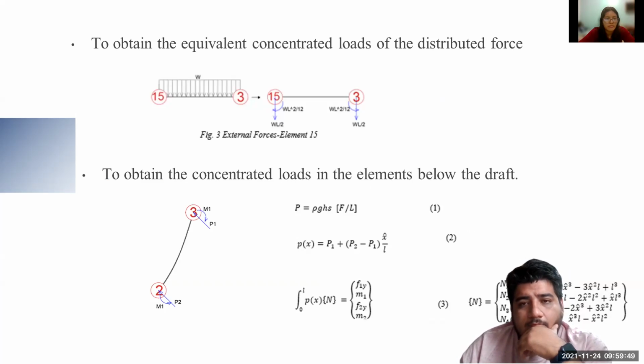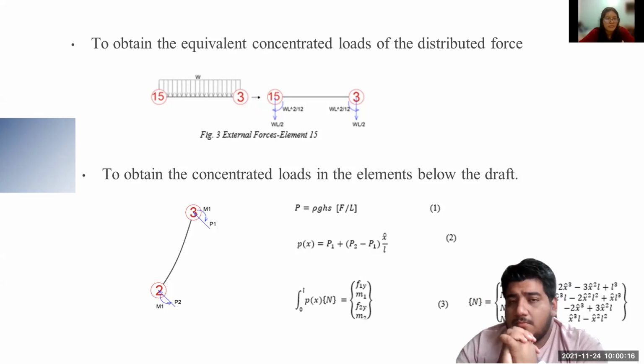Now, we need to obtain the equivalent concentrated load of the distributed force. For example, I have element 14 formed by joints 3 and 15, and to obtain the equivalent concentrated load of the distributed force, we use the relation of figure 3.